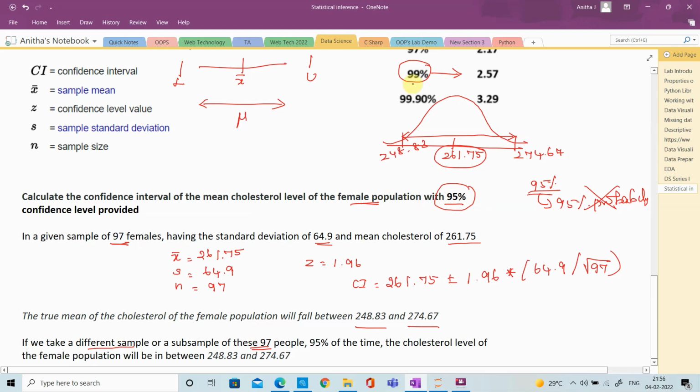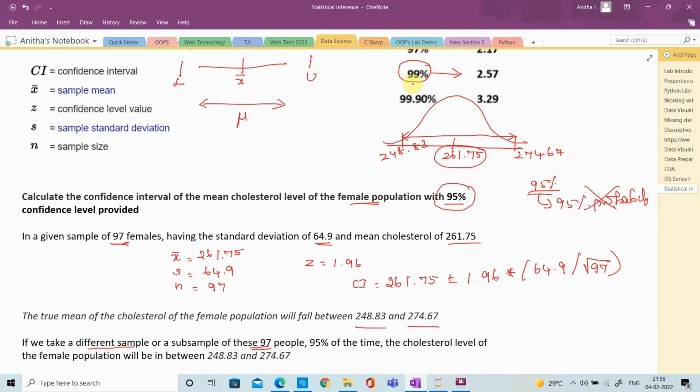If I give 99%, I can ensure that 99% of the time my population mean will be within the given confidence interval. So that is what the confidence level represents.